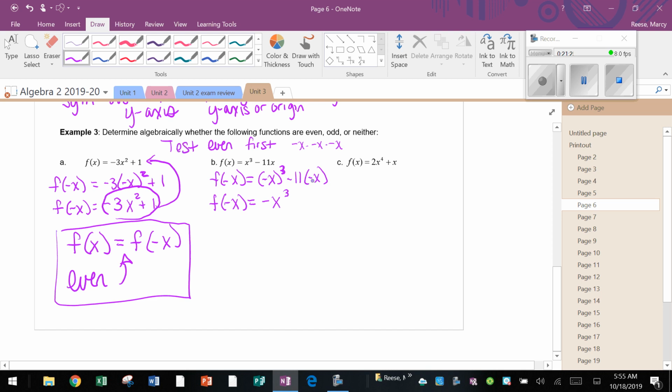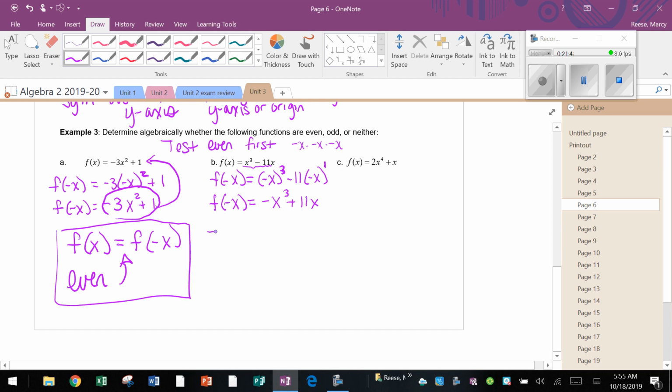And then this one is just a plain old negative x to the first power. So a negative x times a negative 11 is positive 11x. And you can clearly see that f of negative x does not equal the original. Remember, this is the original. Okay, so it's not even, right? It's definitely not even. So then we have to test for odd.